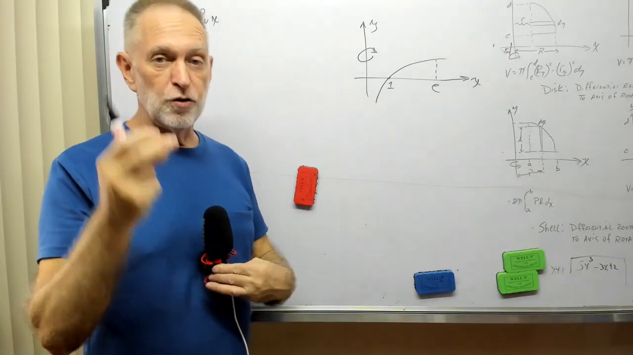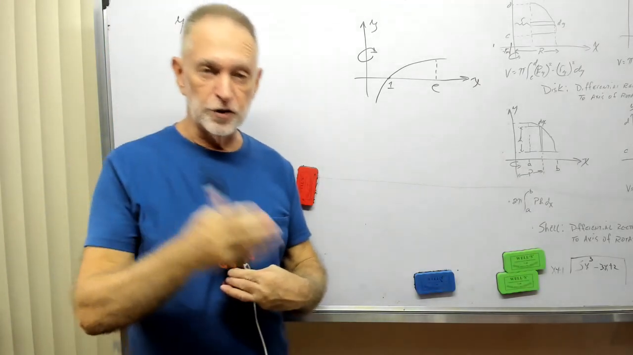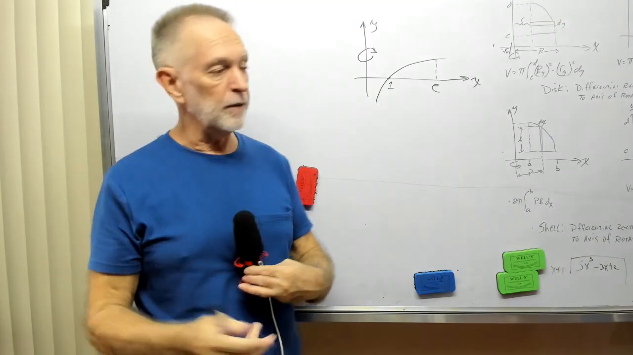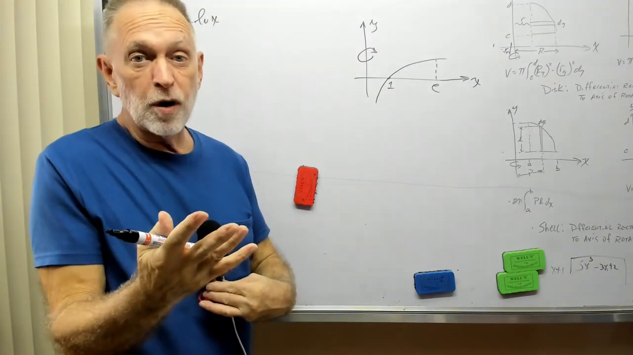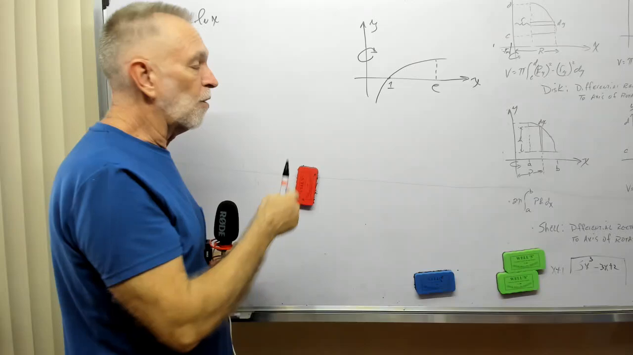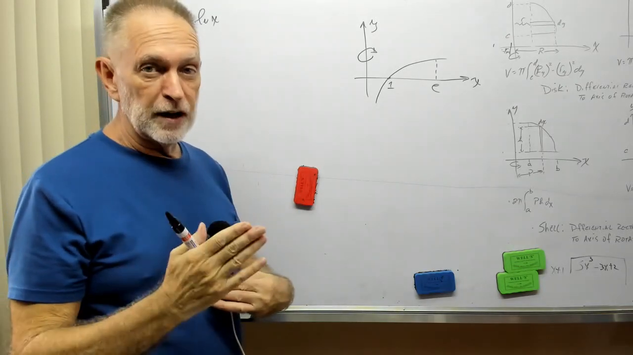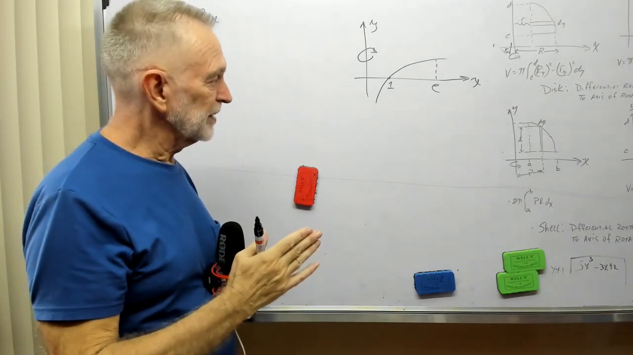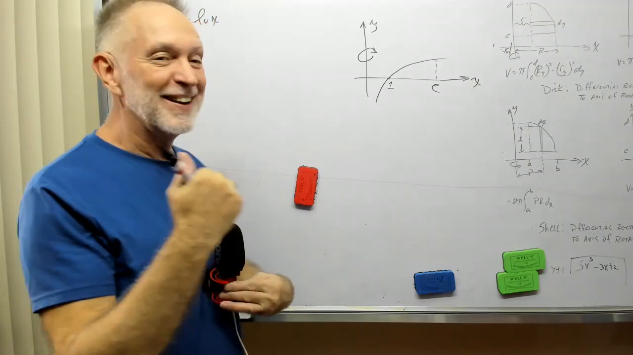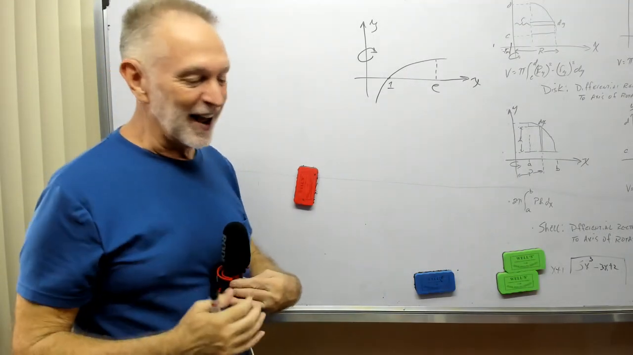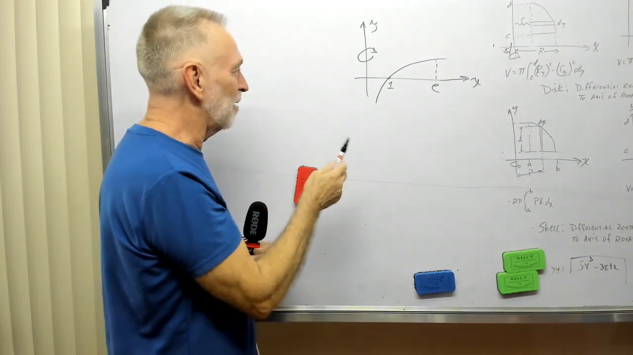Now you know there's two methods. There's the shell method and the disk method. Let's start, we'll work both of them. Okay, let's start with the shell method first. We can differentiate on x with that one, at least on this problem.